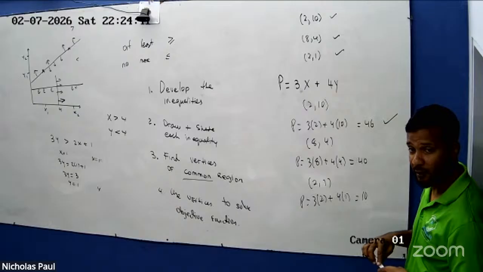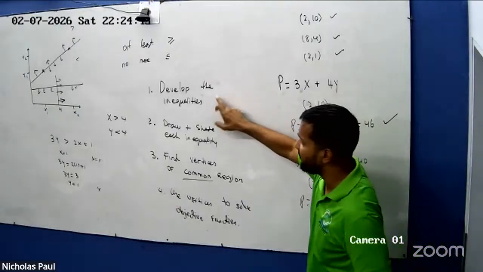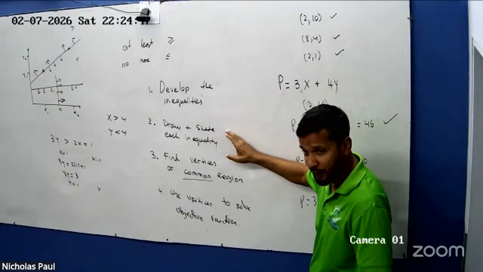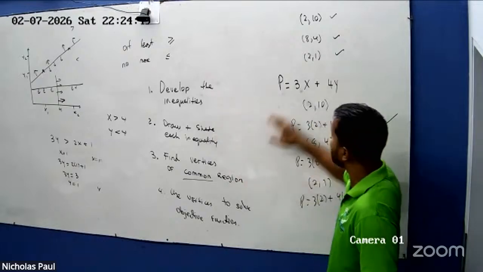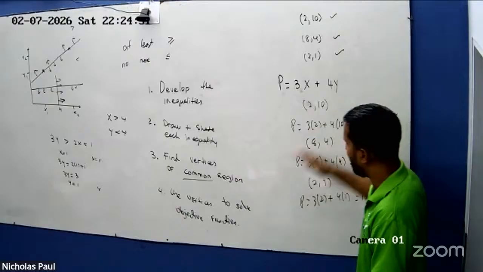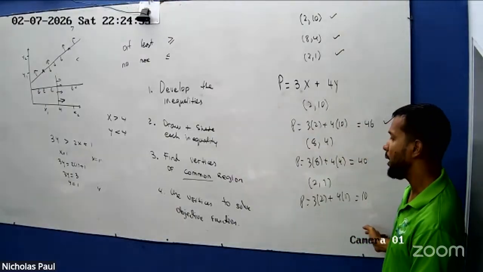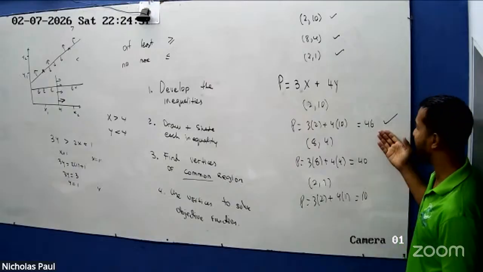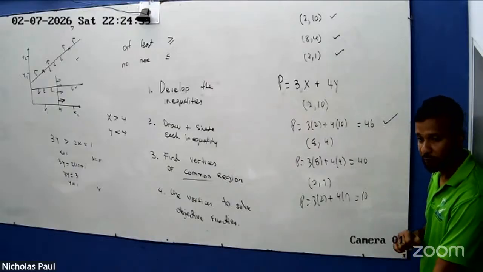All right? So step 1, develop. Step 2, we draw. I hope you all remember the draw from last week. Step 3, find the vertices. Step 4, optimize it. Some questions are marked, some questions are missed.